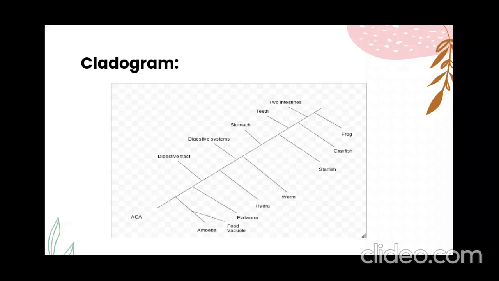Then we see the development of digestive systems. Okay, then we see the development of full digestive systems, which then leads us to the worm. Then we see the development of a stomach, which the starfish is the first one to show us. Then we see teeth, which occur in the crayfish and the frog, and the frog alone has two intestines.